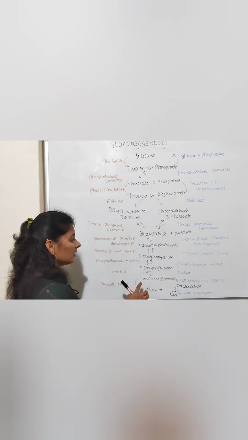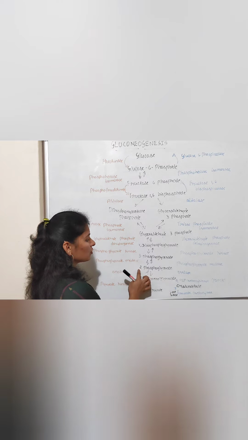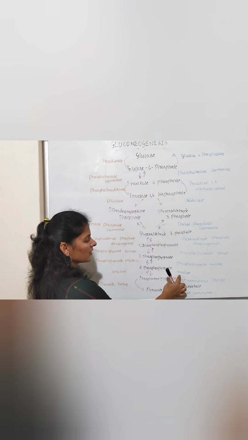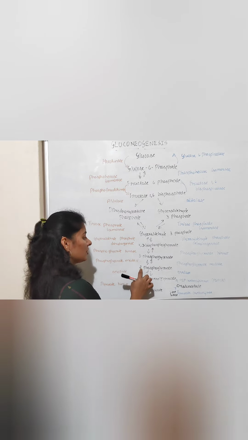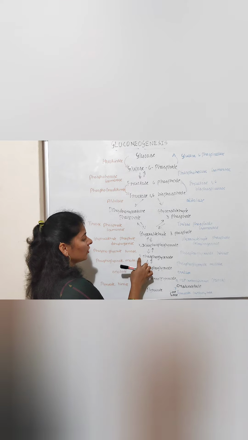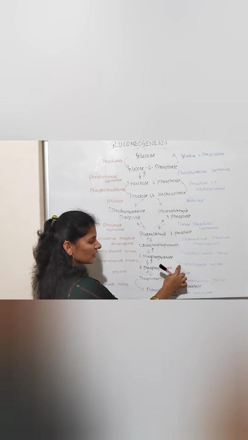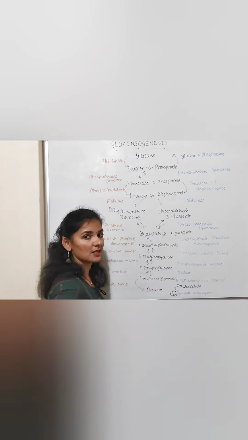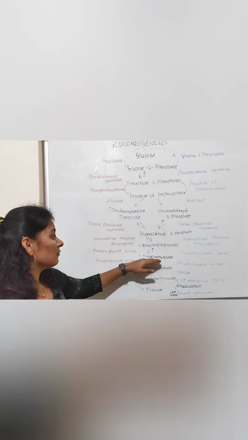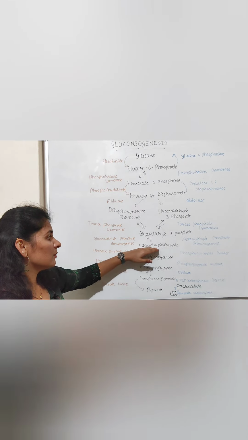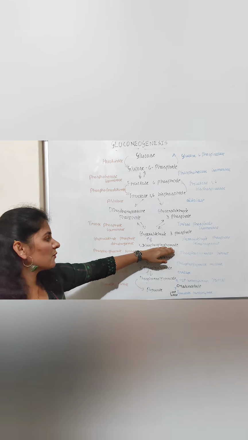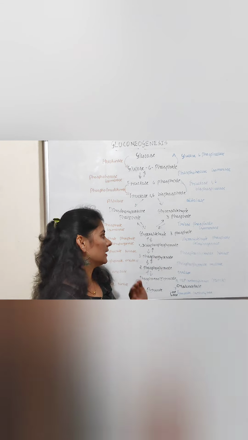In the next step, this phosphoenol pyruvate gives rise to 2-phosphoglycerate in the presence of an enzyme known as enolase. Later, 2-phosphoglycerate is converted into 3-phosphoglycerate in the presence of an enzyme known as phosphoglycerate mutase. In the next step, this 3-phosphoglycerate is converted into 1,3-bisphosphoglycerate in the presence of an enzyme known as phosphoglycerate kinase.